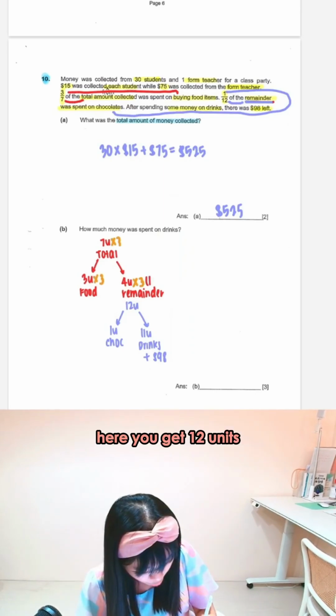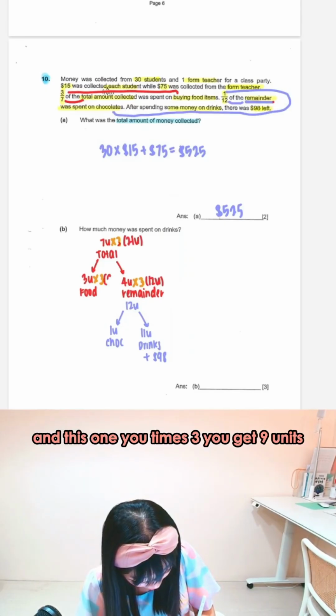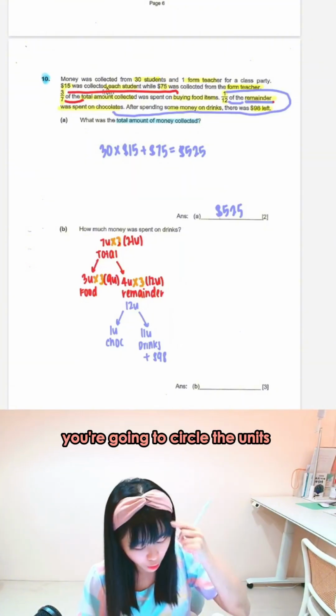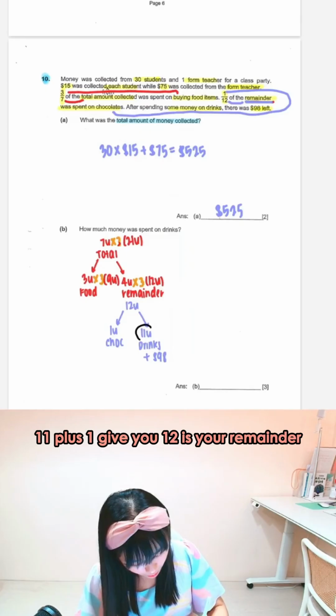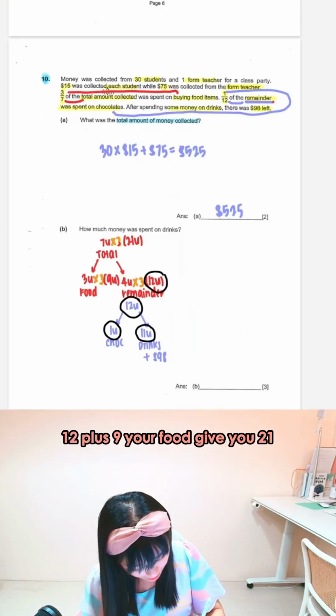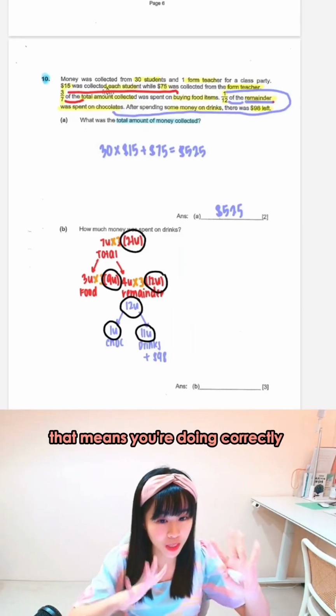Here you get 12 units. This one you times 3, you get 21 units. And this one you times 3, you get 9 units. Now I just want you to do a check. When you do a check, you're going to circle the units from bottom up. 11 plus 1 gives you 12, which is your remainder. 12 plus 9, your food, gives you 21, that's your total. So if all this matches up, that means you're doing it correctly.